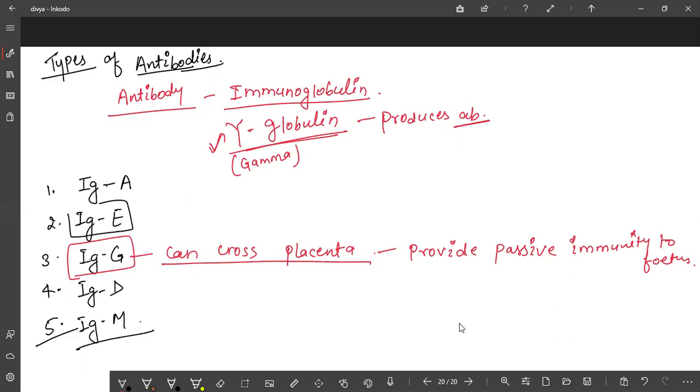Again, this question is asked in NEET. Which type of antibody is produced during allergy? Allergy, E is coming in the last, and here the antibody is IgE. So which antibody will be produced in allergy? IgE.